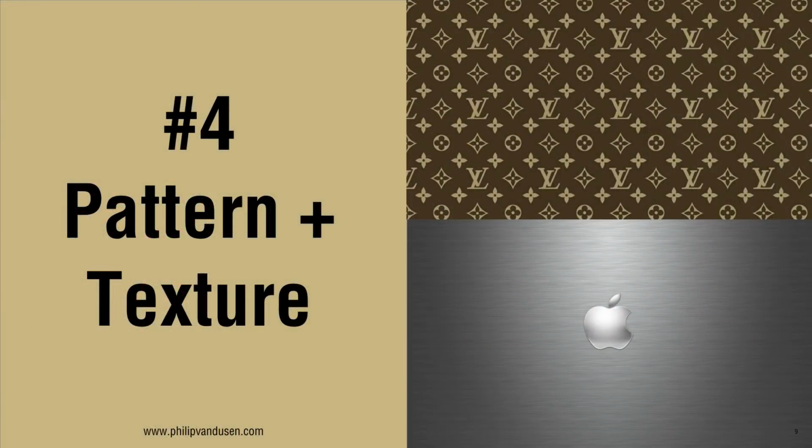Number 4 is pattern and texture. A lot of people forget about pattern and texture, but this is a key design element that can be leveraged to be able to recognize you and your brand when people come across you, like the Louis Vuitton pattern that happens on all of their bags, or the brushed metal that Apple uses. These are very recognizable textures and patterns that they use consistently to great effect to help people recognize their brands.